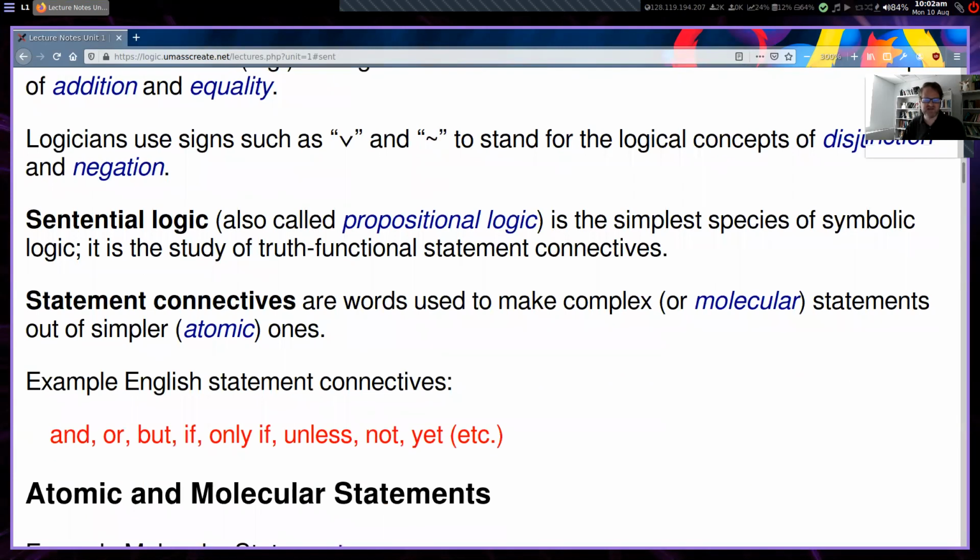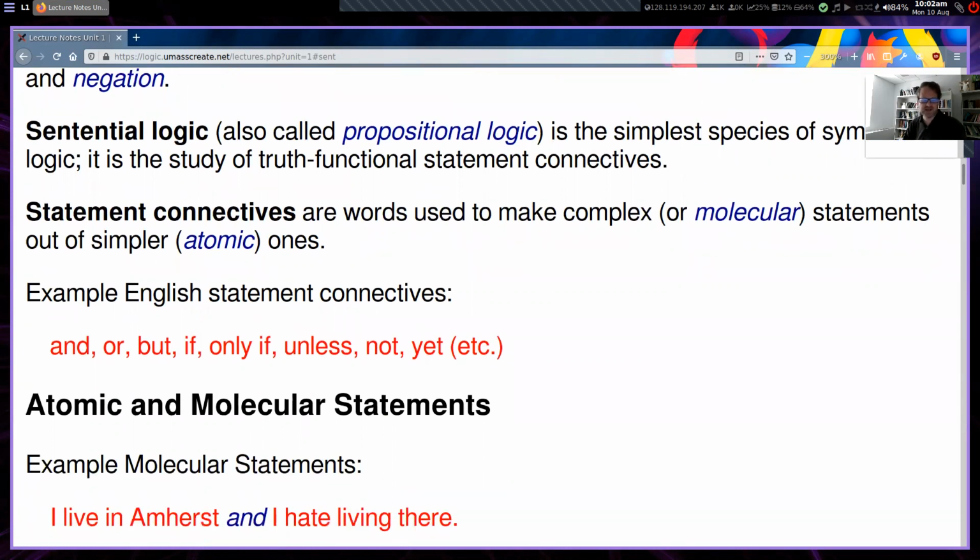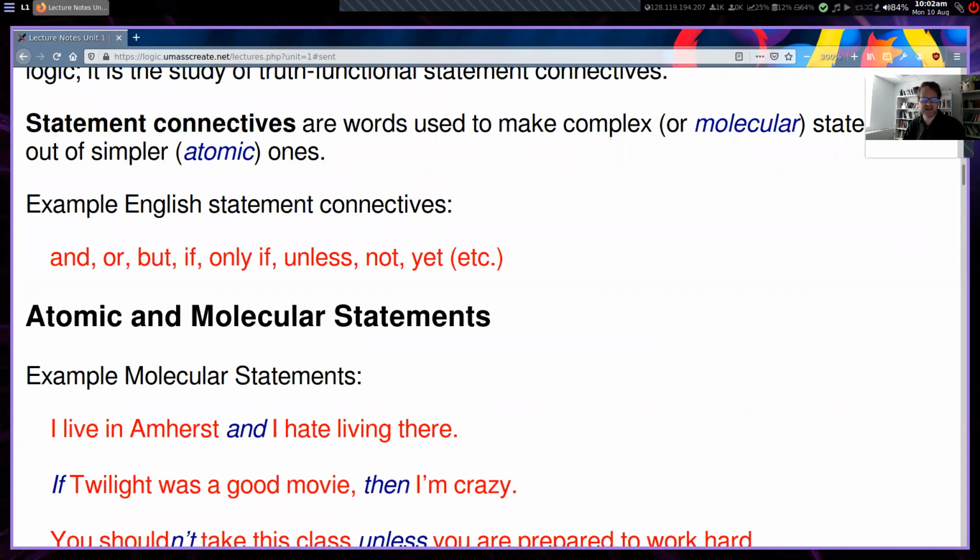So there's an analogy there to chemistry, where we talk about molecules and atoms. And that sounds like something really complicated, but it's actually quite simple if you think about what we're actually talking about. So in English, statement connectives are words like and, or, but, if, only if, unless, not. Those are very simple words, and they represent very simple concepts, and that's what we're going to be talking about.